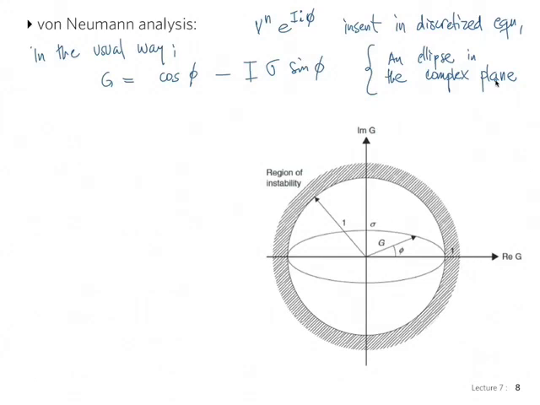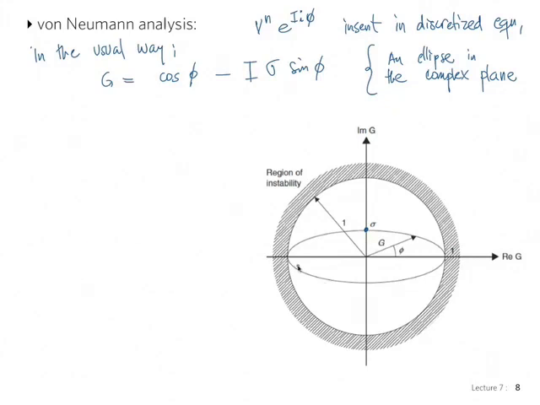So this is our region of instability, where outside of the circle of radius 1, and our ellipse here. Notice here this value is sigma, and G moves around this ellipse here.